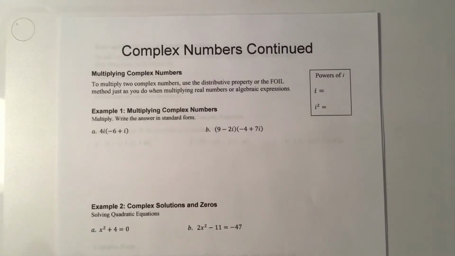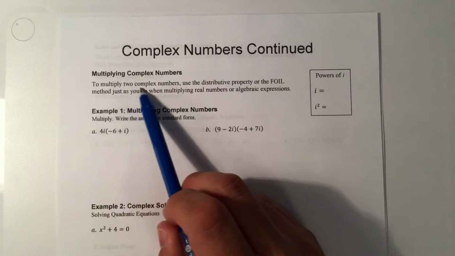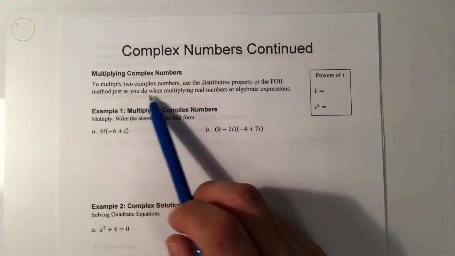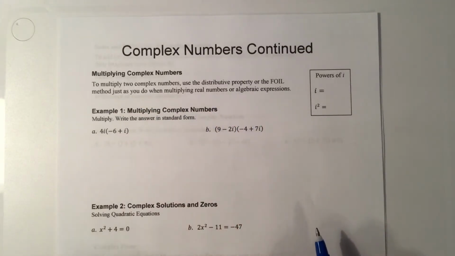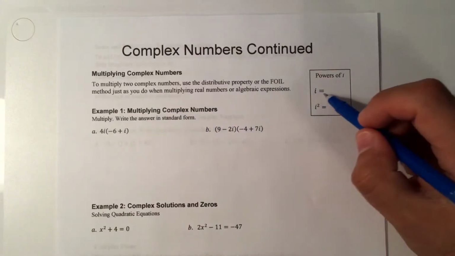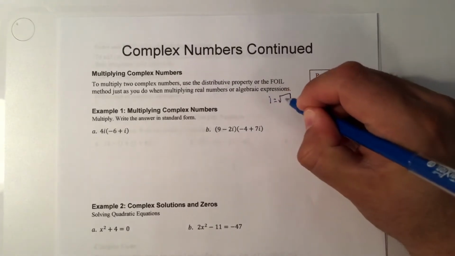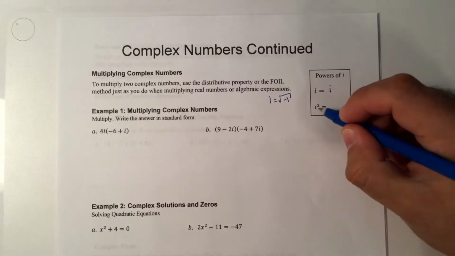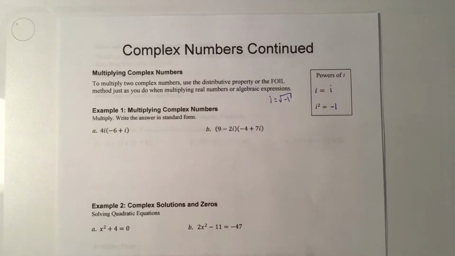So it says here for multiplying complex numbers, to multiply complex numbers, use the distributive property or the FOIL method, just as you do when multiplying real numbers or algebraic expressions. Okay, and just a reminder that i is the square root of -1, if you have forgotten. So i equals the square root of -1. But over here for our chart, I just wanted to make sure you remember that i is i and that i squared is -1. Those are two important concepts you definitely need to know.